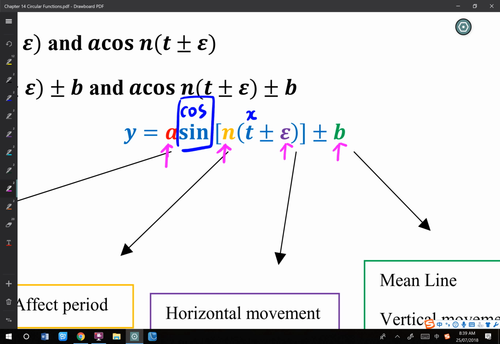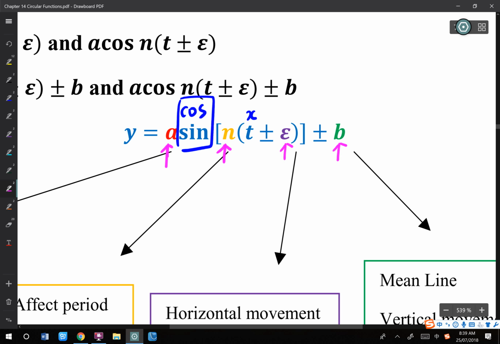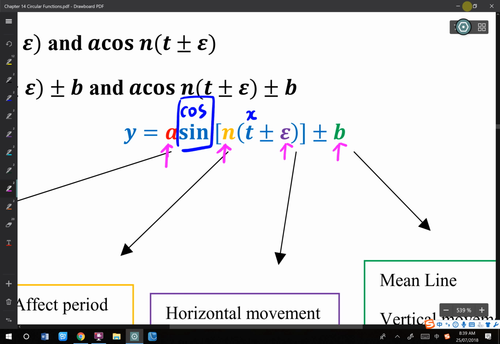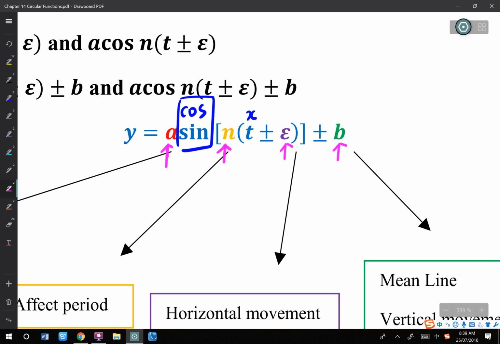So something influences the width of the graph, and something will influence the height of the graph. A and B will be the values that influence the height, because B is moving up and down and A is stretching up and down, taller or shorter. So A and B are influencing the Y values. N and this epsilon are influencing the X values.